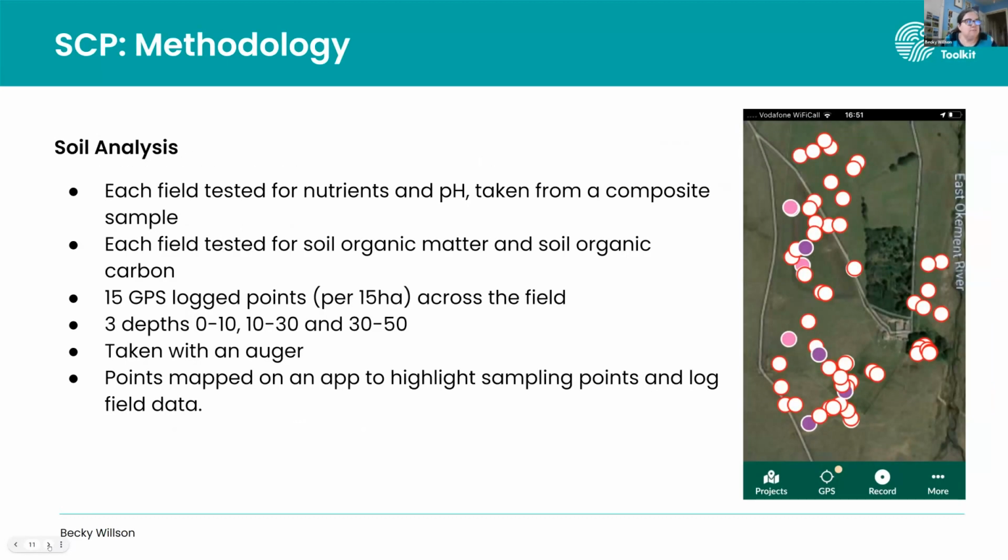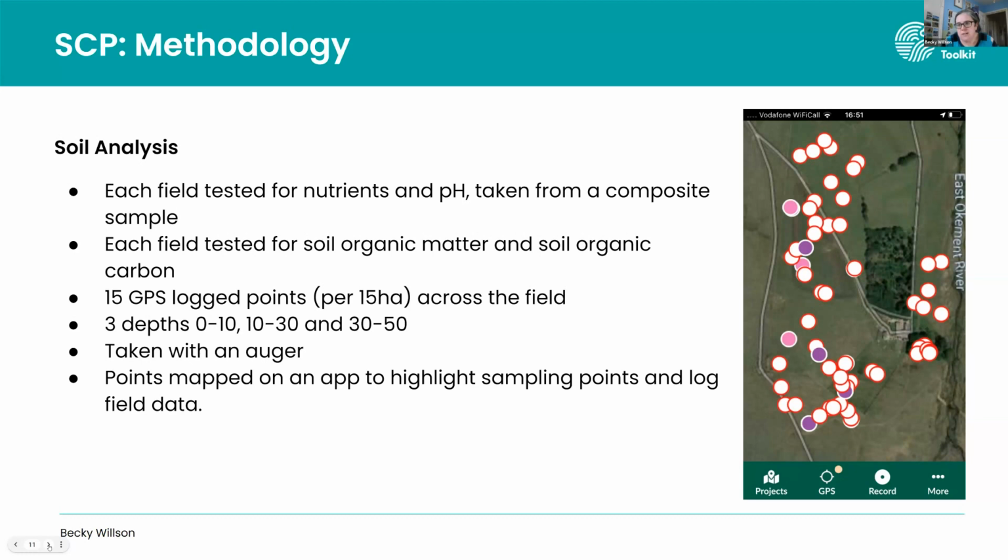So what have we been doing? Well, we've been digging a lot of holes and taking a lot of samples, but our basic core methodology is that for each field, we test a range of different parameters. So we're testing nutrients and pH, both pH and then basic nutrients in terms of P, K and Mag, to be able to provide that baseline from a chemical perspective.